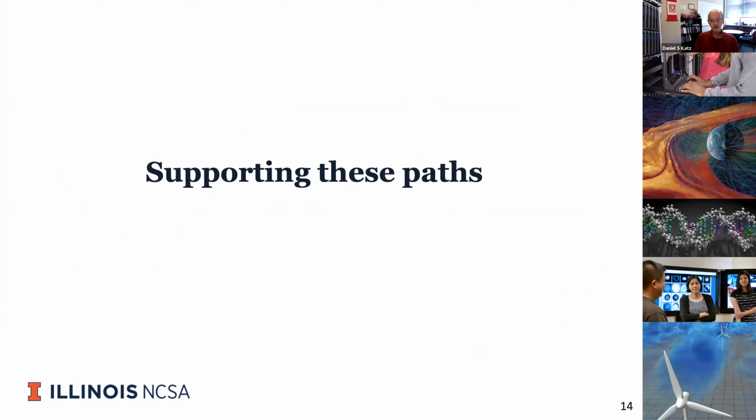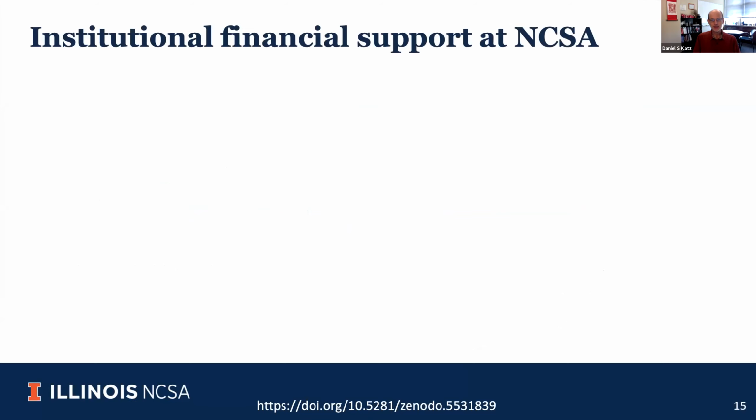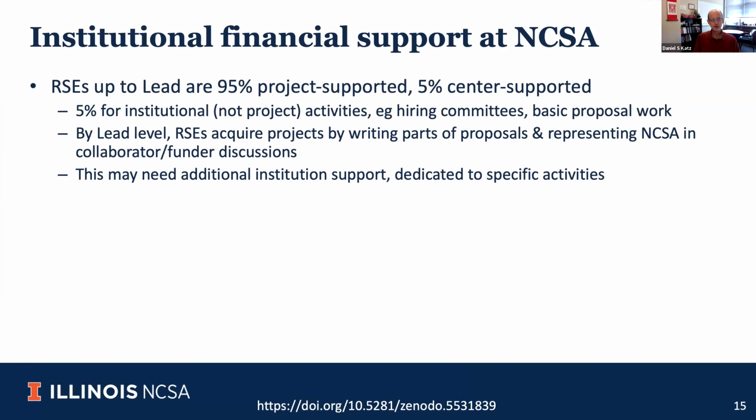So the last thing that I want to talk about then is how we actually can support these paths. And so I'm going to talk a little bit specifically about what we're doing at NCSA. So I think we need institutional financial support for people in these paths. For people who are RSEs up to the lead level, they're typically 95% project supported and 5% center supported. This 5% is for institutional activities that are not project specific activities, like working on a hiring committee or doing some basic proposal work. By the lead level, these RSEs are acquiring projects by writing parts of proposals and are representing NCSA in discussions with collaborators and funders.